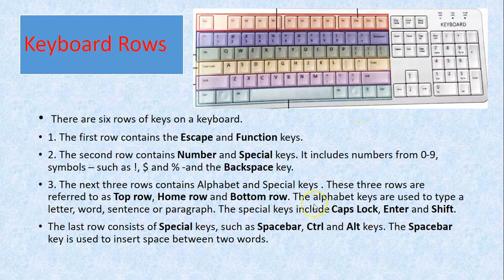The alphabet keys are used to type letter, word, sentence or paragraph. The special keys include caps lock key, the enter key and shift key. These are some keys included in all these 3 rows. So you'll come to know the use of these special keys also, children. The last row consists of special keys such as space bar, control and alt keys. The space bar key is used to insert space between two words.